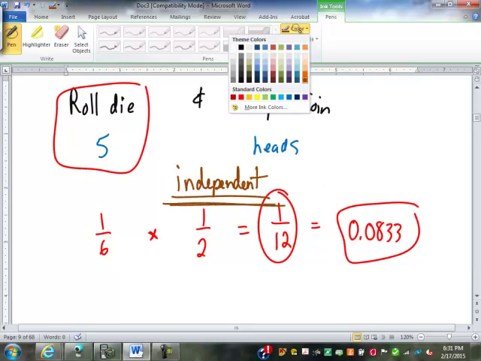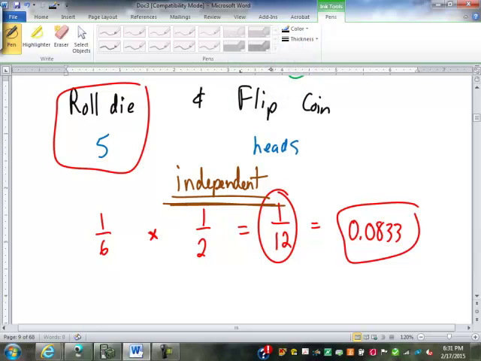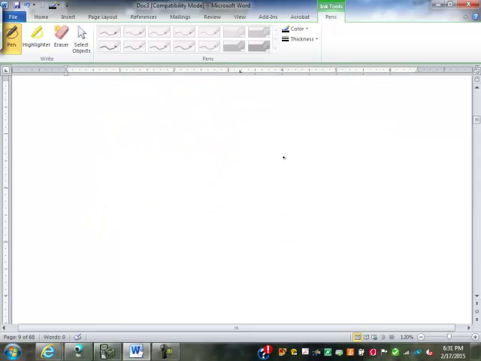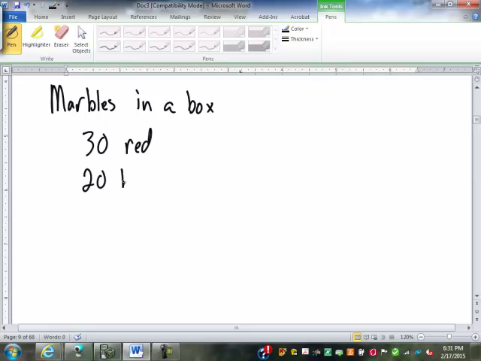Let's take another example, and we'll get around to, well, if there's independent events, obviously somewhere there has to be dependent events. So let's get to where we can get to an example of that. Now we're going to put marbles in a box. And let's put in 30 red, 20 blue, and 50 green.